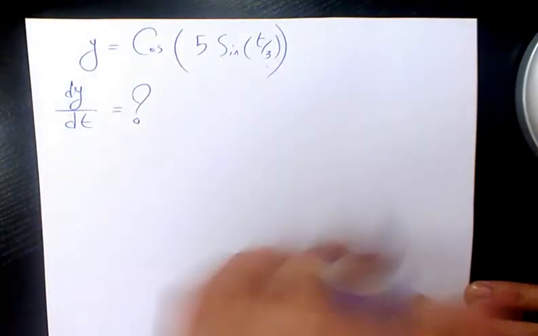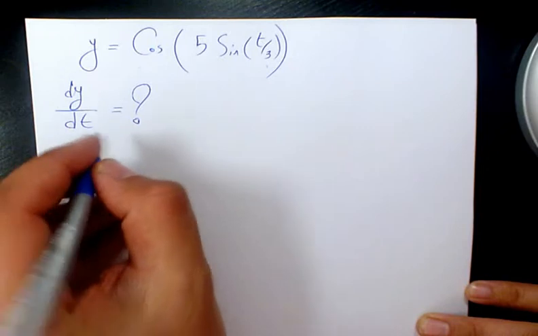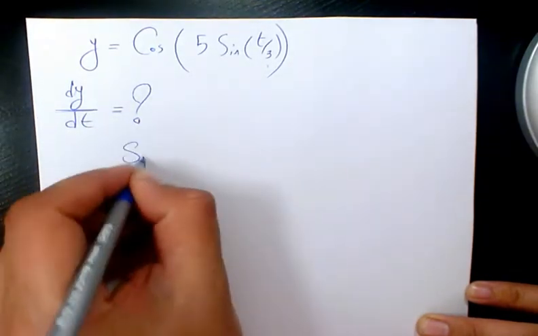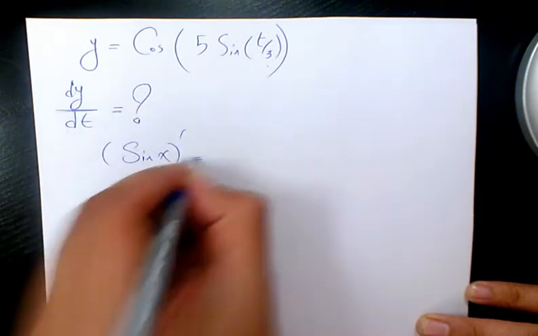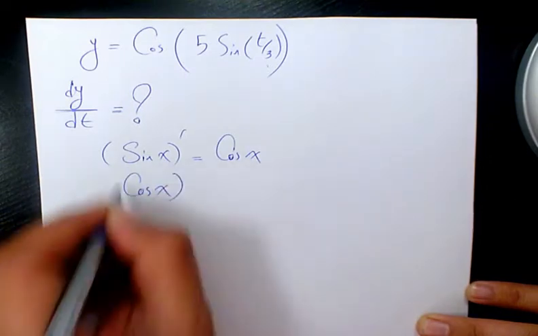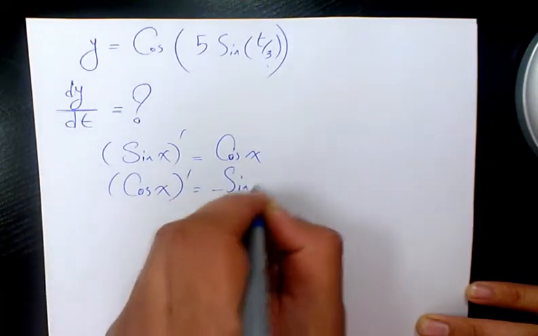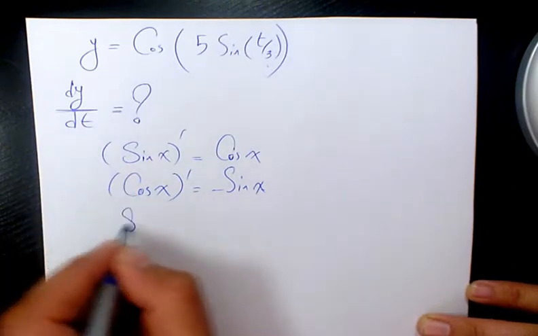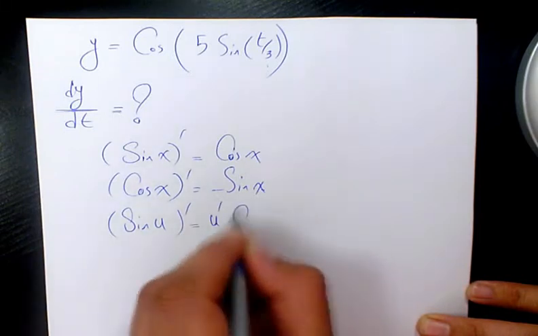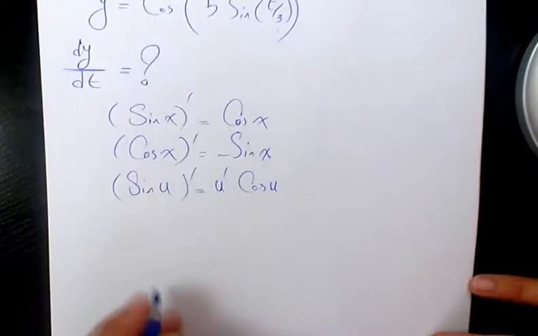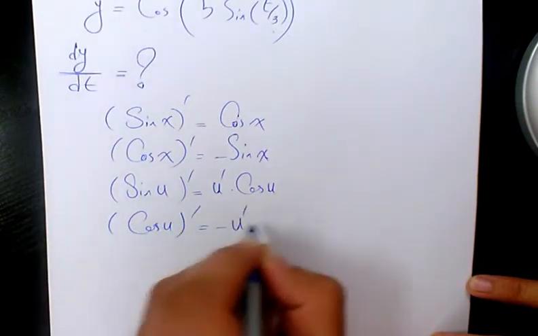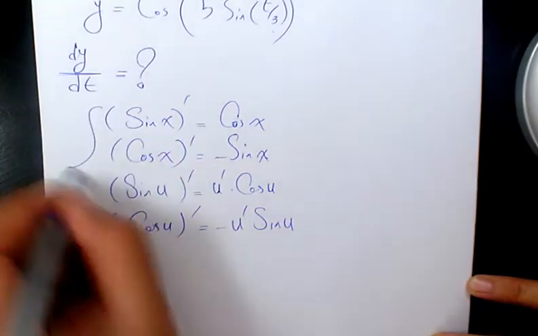Before I start solving it, I need to give you some formulas. It's just a reminder. We know the derivative of sine x is cosine x. The derivative of cosine x is negative sine x. The derivative of sine u, if u is a function of x, is going to be u prime times cosine u. And the derivative of cosine u is going to be negative u prime sine u.